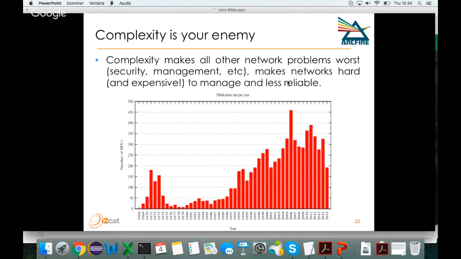Again, this chart shows the number of RFCs per year that are being published by the IETF. And as we see, one would expect that if networking was reaching some level of maturity or consolidation, you would have fewer and fewer RFCs per year because you are consolidating the technology. But this is not the current trend at all. So this is something else that shows that we have a protocol explosion and complexity problems.